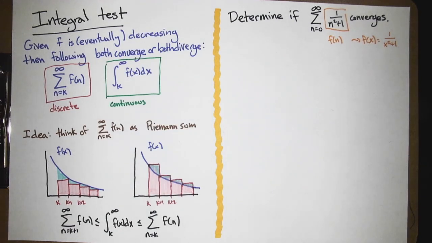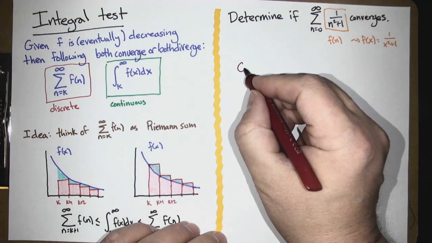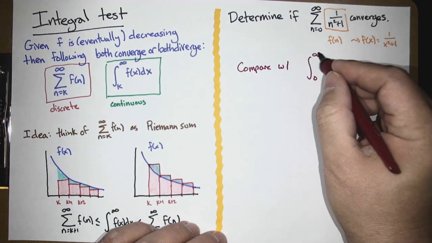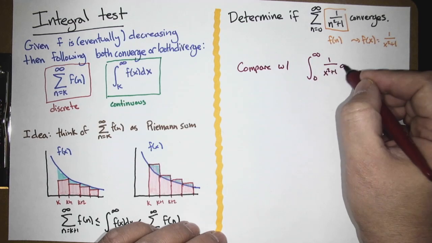Now, is 1 over x squared plus 1 continuous? Yes. Is it positive? Yes. Is it decreasing? In other words, if I put larger values of x in, do I get a smaller number? Yes. A larger value of x downstairs makes the denominator bigger, makes the whole expression smaller. So it satisfies our requirements. Okay, so now we compare with the integral from 0 to infinity of 1 over x squared plus 1 dx.